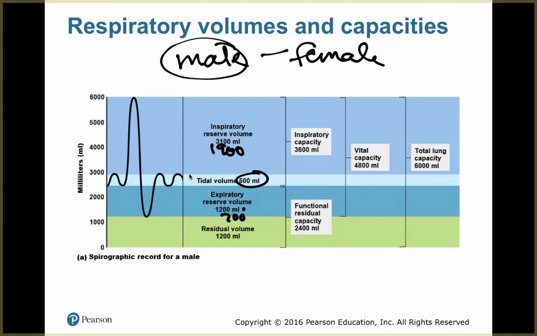For men, residual volume is about 1,200. For women, it's about 1,100. When we start talking about adding things up, right, the total lung capacity for men is about 6,000 mLs or 6 liters, right? And for women, it's 4,200 ml or 4.2 liters. That should make sense to you guys because the average man is much larger, has more muscle, so will require more oxygen to the system, so he would be bigger.